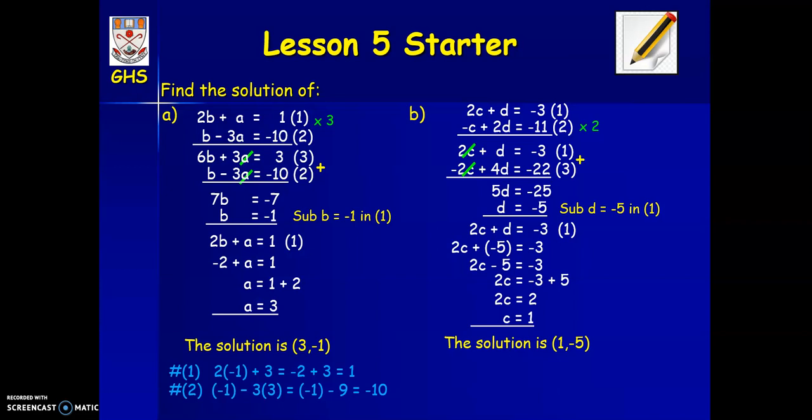Remember, c then d. Double checking our solution in the original equations, equation 1 should give us negative 3 and equation 2 should give us negative 11. That way we know our solution is correct.